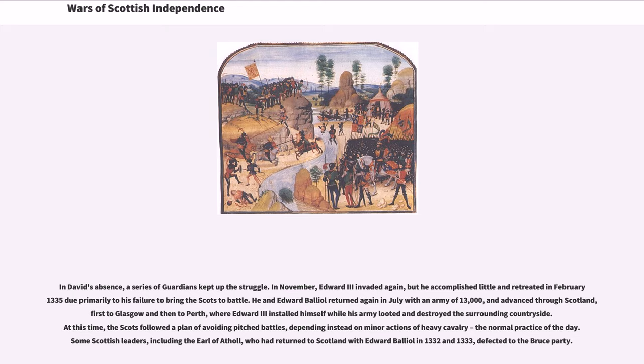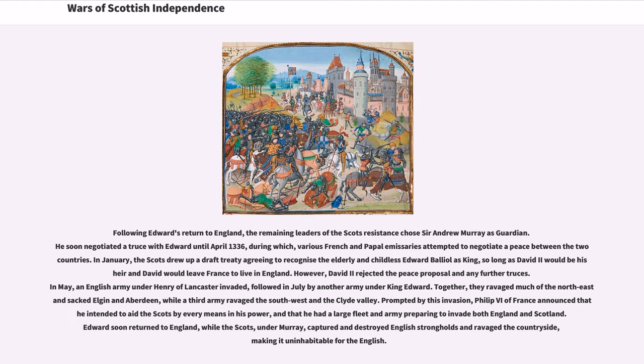At this time, the Scots followed a plan of avoiding pitched battles, depending instead on minor actions of heavy cavalry, the normal practice of the day. Some Scottish leaders, including the Earl of Athol, who had returned to Scotland with Edward Balliol in 1332 and 1333, defected to the Bruce Party. Following Edward's return to England, the remaining leaders of the Scots resistance chose Sir Andrew Murray as guardian. He soon negotiated a truce with Edward until April 1336, during which various French and papal emissaries attempted to negotiate a peace between the two countries.